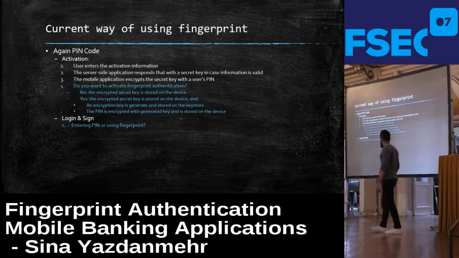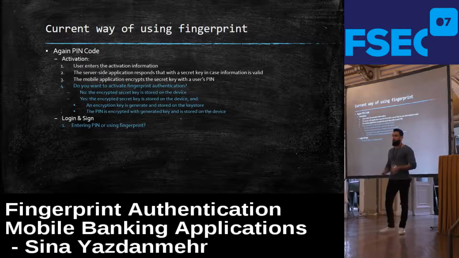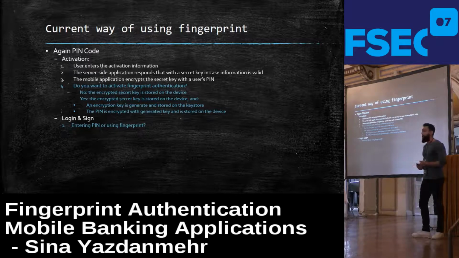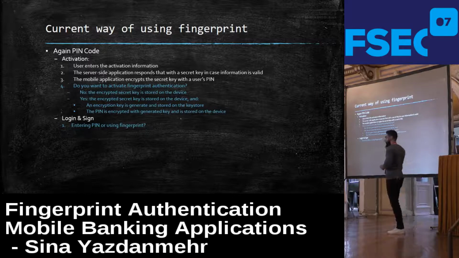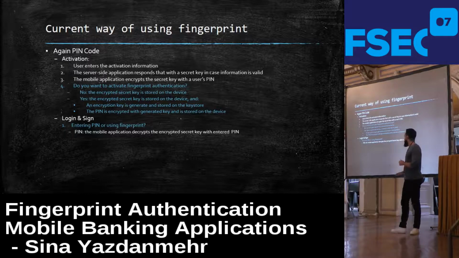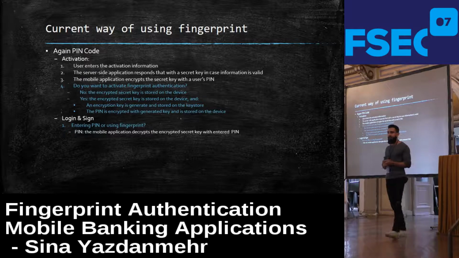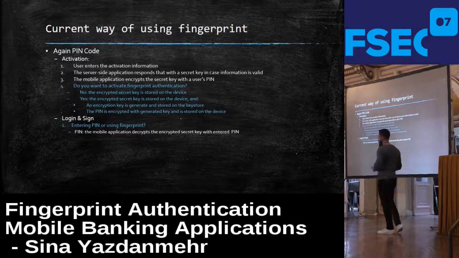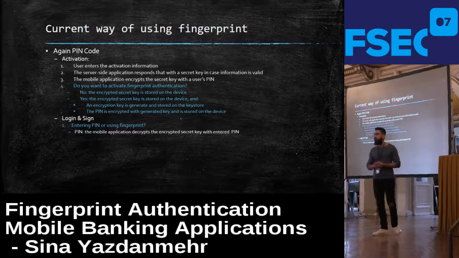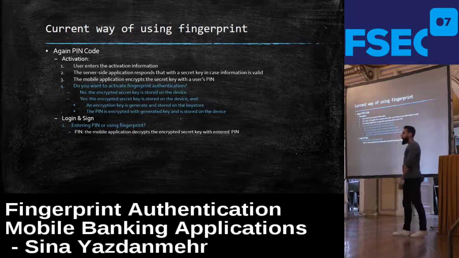After that, when the user wants to log in or sign a transaction, the application first asks the user which way of authentication they would like to use. If the user wants to use the PIN code, everything will be the same as in the past. The application receives the PIN code, decrypts the ciphertext of the secret key, and uses the plain text of the secret key in order to generate the OTP and other things.